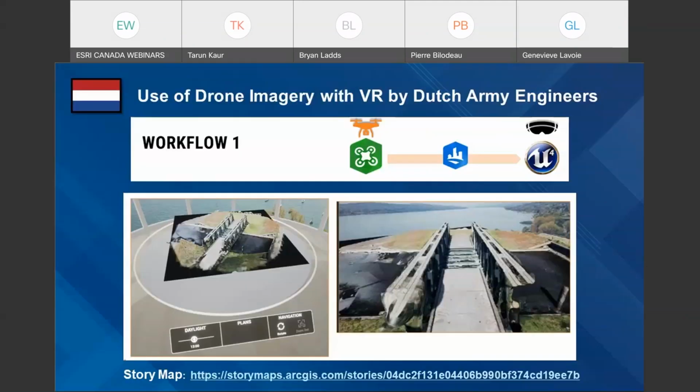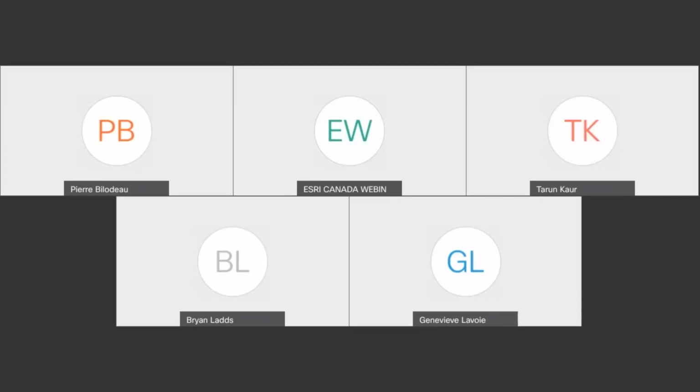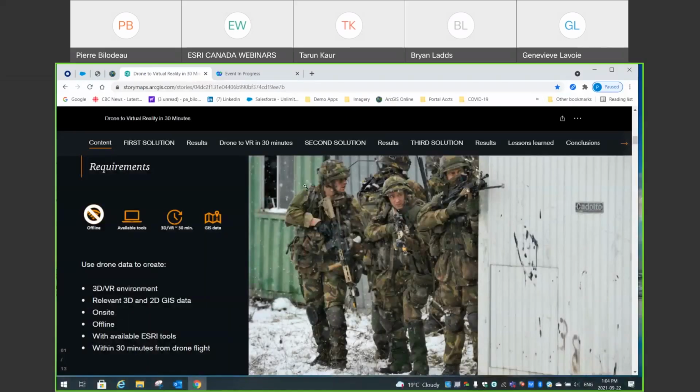So as I mentioned here, for a military use case, what I want to share with you today is how the Army engineers in the Netherlands are using the DJI drone data to create a 3D model of their bridge sites. And they do that within 30 minutes from landing their drone. So let me share my screen and open the story map.